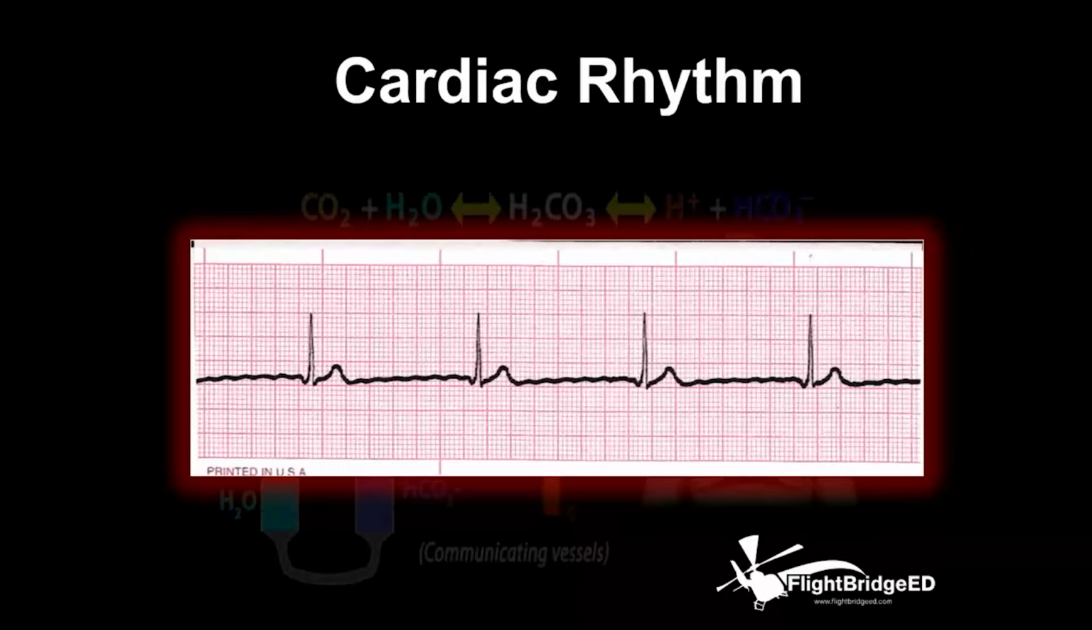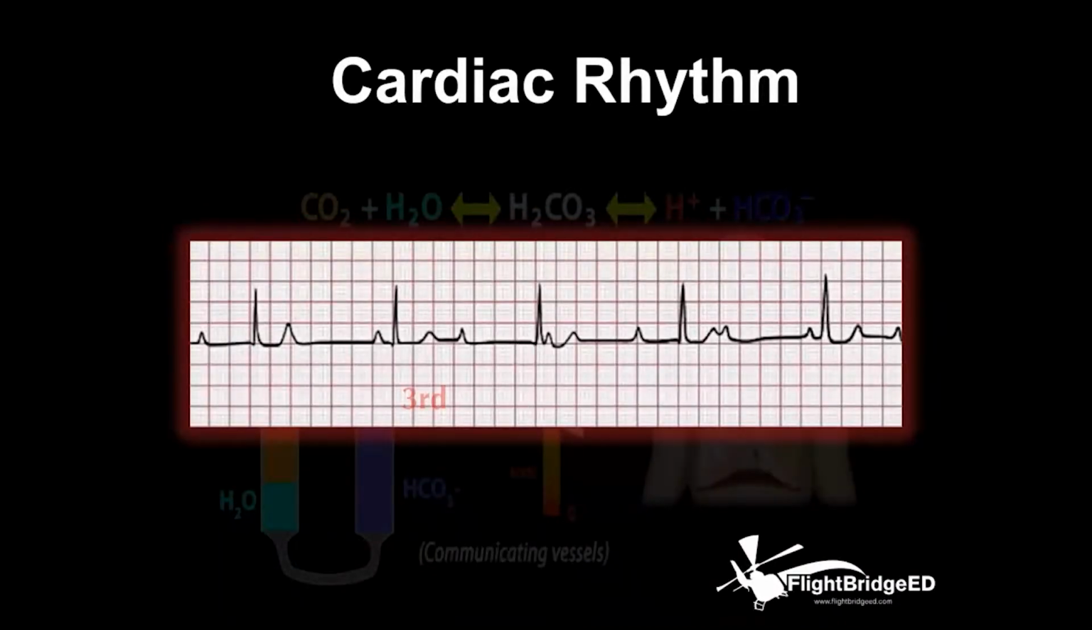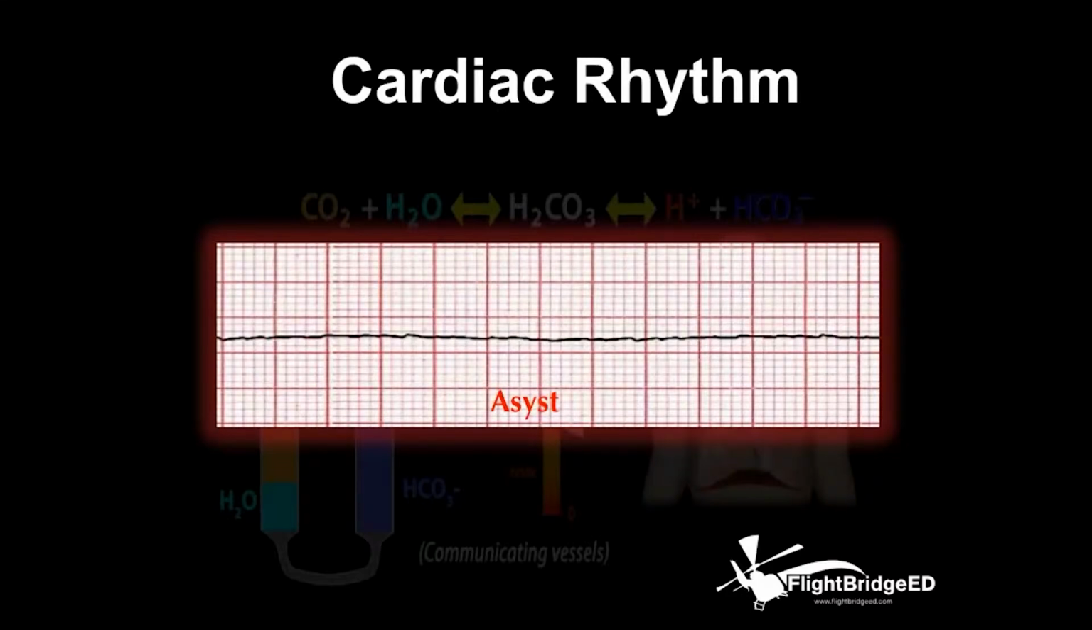As they transport this patient, they place him on the monitor, and as you can see, he's in a junctional rhythm. His mentation slowly changes, and they notice that he converts into a third-degree heart block. Shortly after converting to a third-degree heart block, the patient goes asystolic and into cardiac arrest.